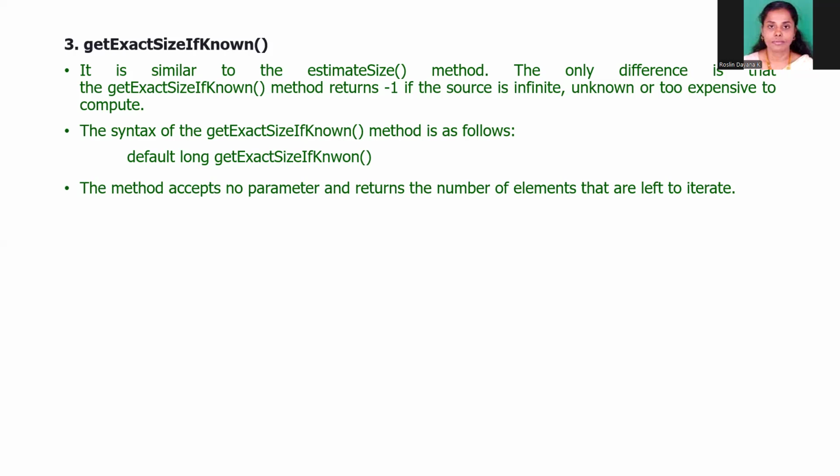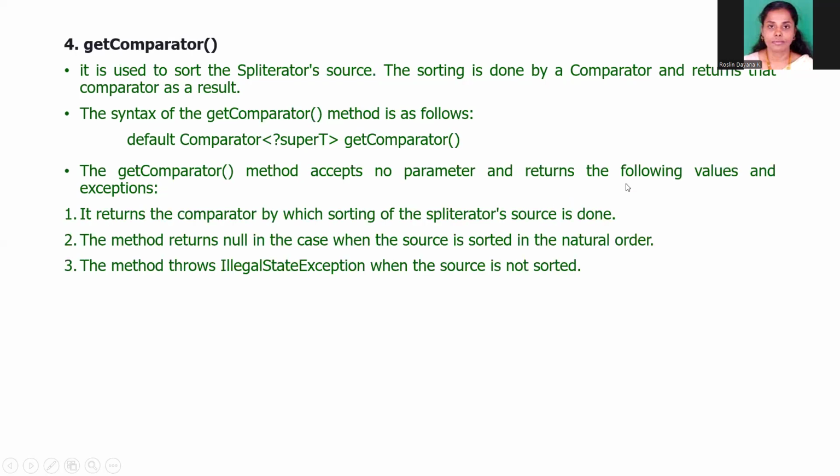Suppose we know the size of the spliterator stream, then it will display that value. So the return type of getExactSizeIfKnown is long. It returns the number of elements that are left to iterate.